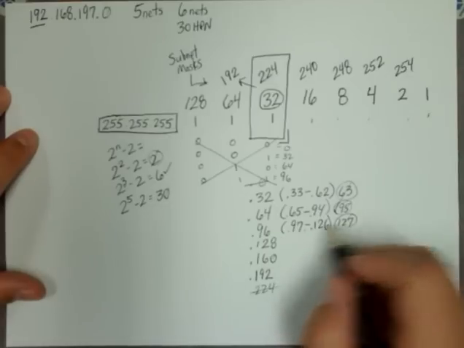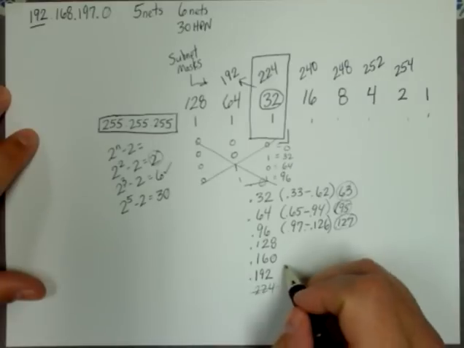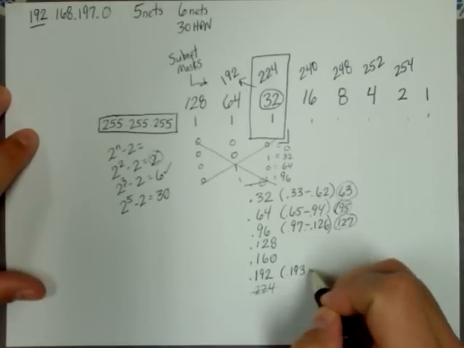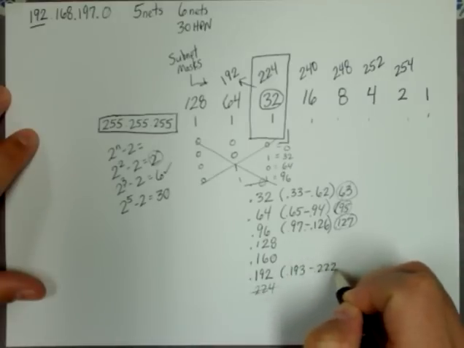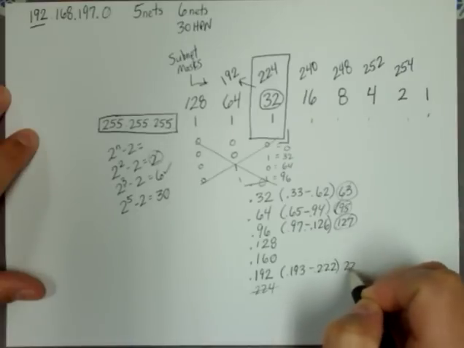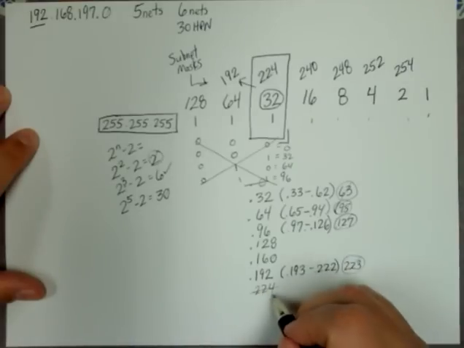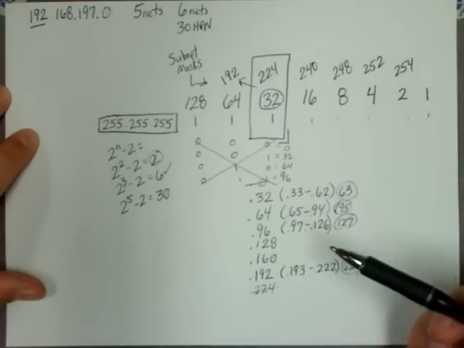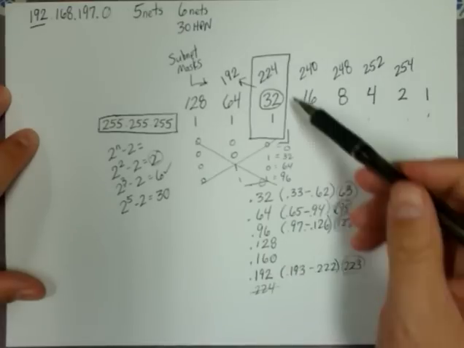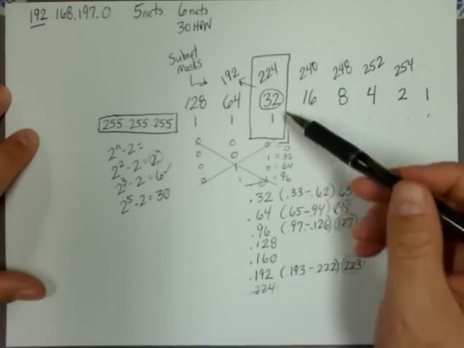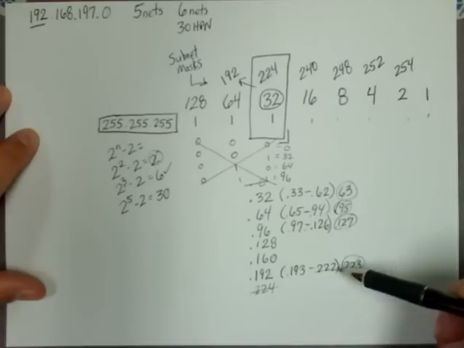I'll go ahead and do the last network of 193 through 222. Again, 223 being the broadcast address, because 224 would be the next network number. And all I'm doing here is saying, hey, 192 plus 32, the increments that we're going in, is 224, minus 2 is 222, making life really easy on us.